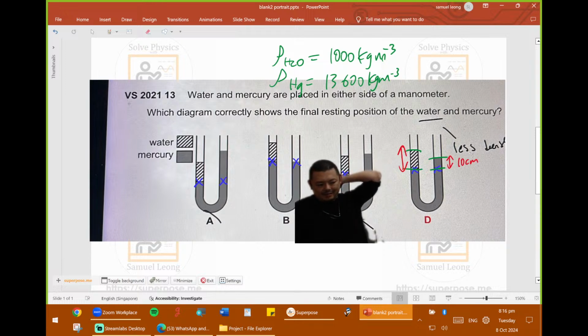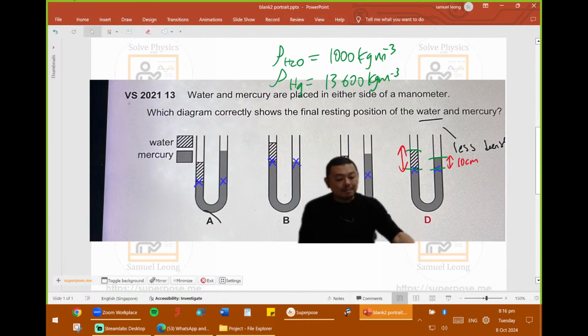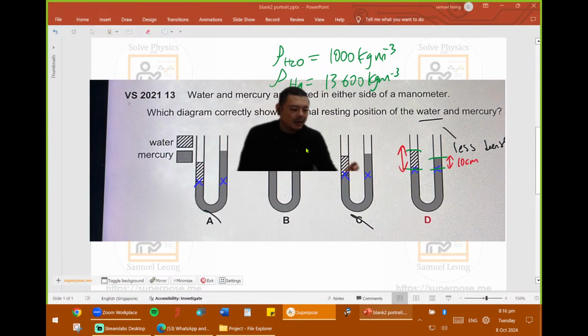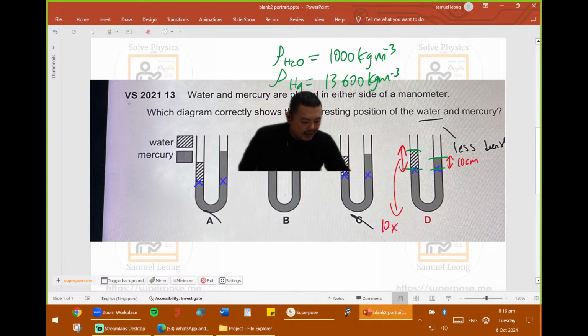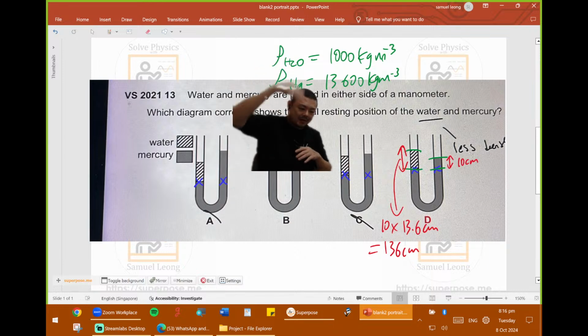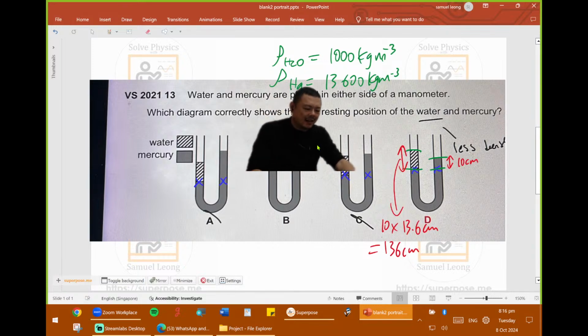13.6 times. Because this is 1000, this is 13,600, so it's 13.6 times. So the height here should be 10 times 13.6 cm. It should be 136 cm. So D, the scale is not drawn right. It should be 13.6 times more. But okay lah, right? I mean, D is a bit not quite right.